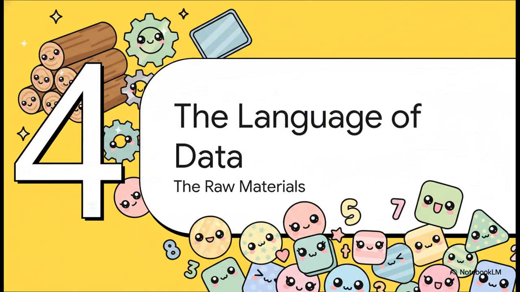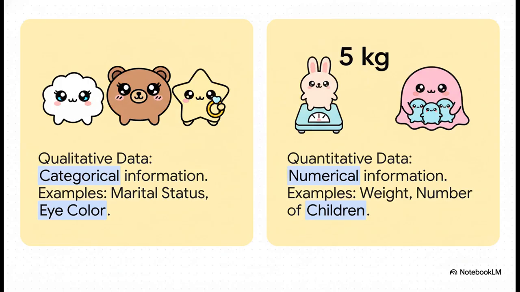And, just like a carpenter would use different tools for wood than for metal, statisticians have different ways of handling different types of data. So the first big split is between qualitative and quantitative data. And as you can see, qualitative data, which is also called categorical data, it just describes a characteristic. Think about things like marital status or eye color. You fit into a category. Quantitative data, on the other hand, is all about numbers. Anything that you can count or measure, like your weight or the number of kids you have.